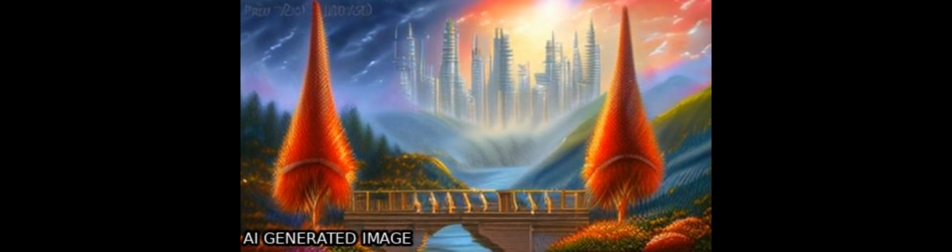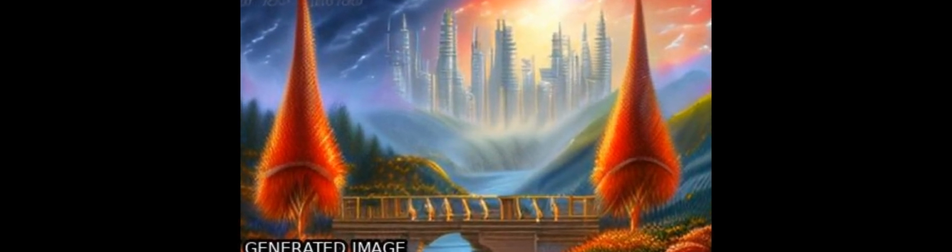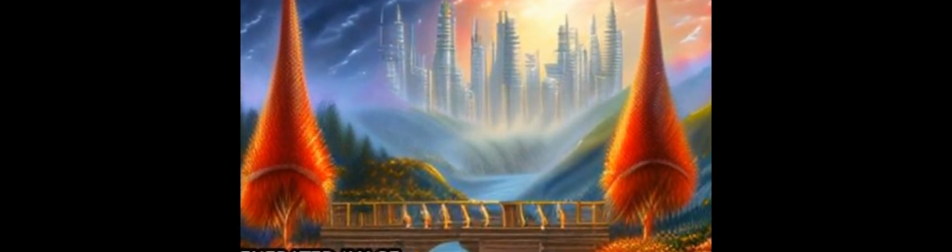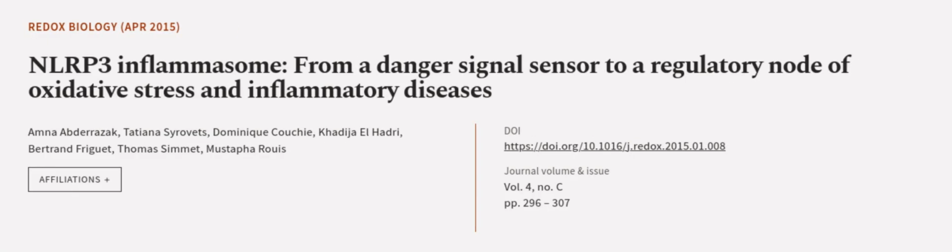and oxidative stress. The NLRP3 inflammasome is the most studied and best characterized member of the inflammasome family, and is thought to be the most clinically relevant due to its involvement in numerous inflammatory diseases. Recent evidence suggests that NLRP3 inflammasomes may also be involved in the pathogenesis of metabolic diseases, such as obesity and type 2 diabetes. This article was authored by Amna Abderrazak, Tatiana Syrovets, Dominique Couchie, and others.